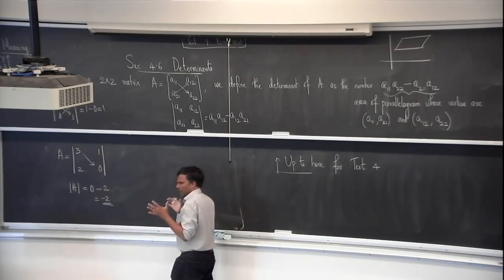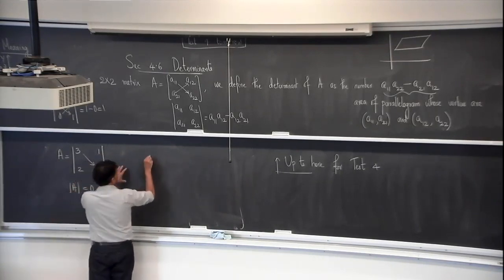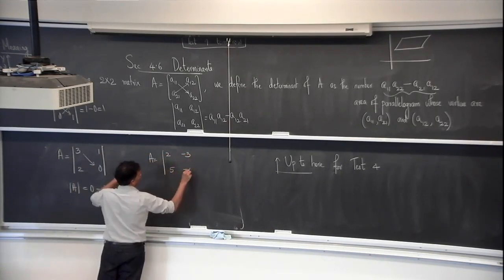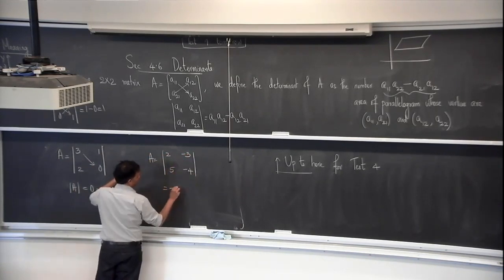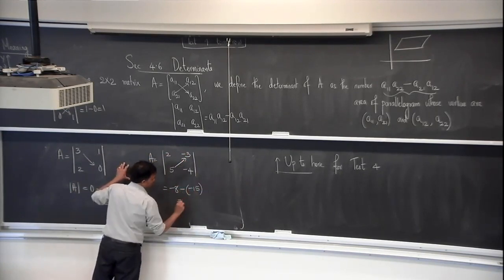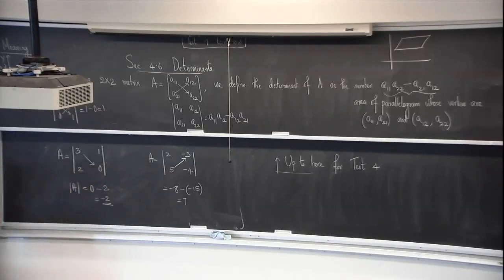So the only thing you have to be careful about is when there are positive and negative signs, don't make mistakes. Okay. 2, negative 3, 5, negative 4. This is negative 8 minus negative 15. That is 7. Okay. So just be careful when there are alternating signs, just so that you won't get lost in it.